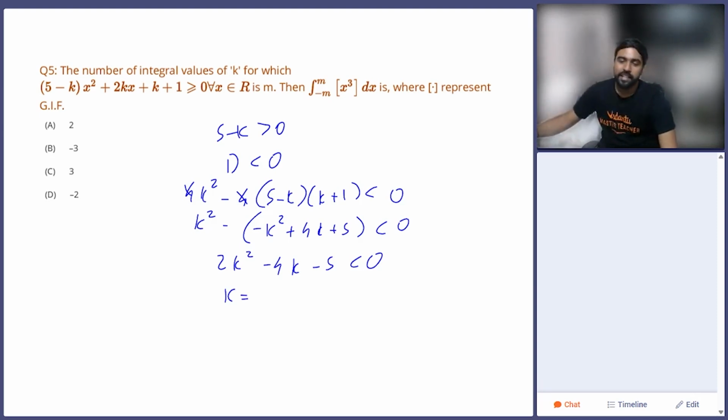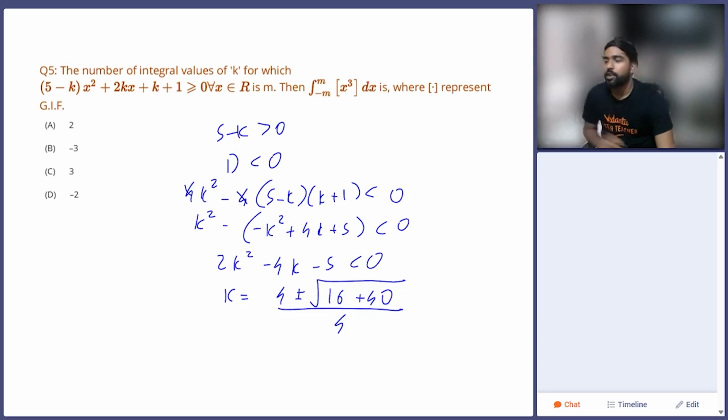What will be your k? K will be equal to minus b plus minus root of b square minus 4ac, that's 8 plus minus root of 16 plus 40, divided by 4 over here. Can I take a 16 common? No, I cannot take a 16 common entirely, right? I can just take a 4 common. So basically I can cancel 2. When I take 4 common, I'll get 4 plus minus root 14 divided by 2. So 2 plus minus root 14 divided by 2.